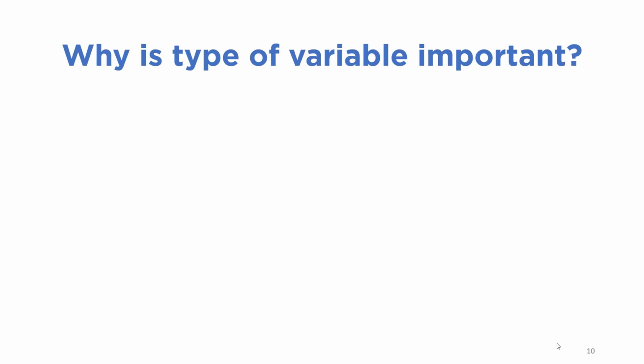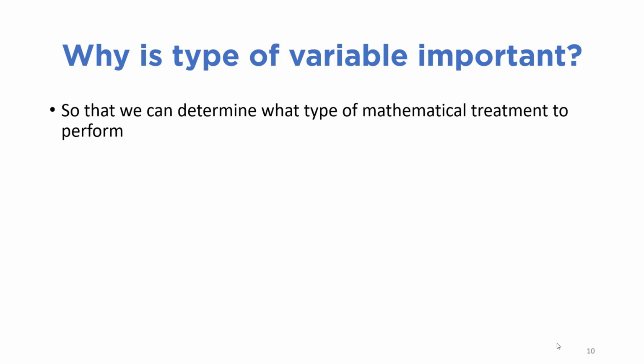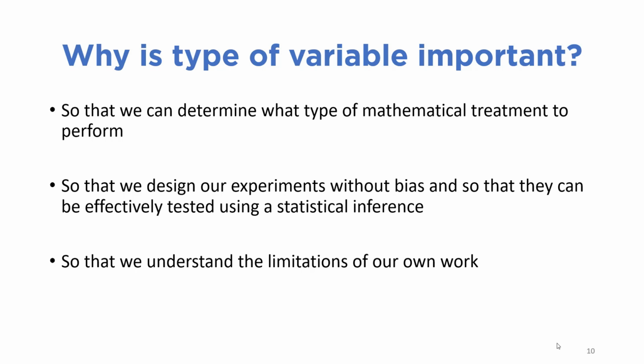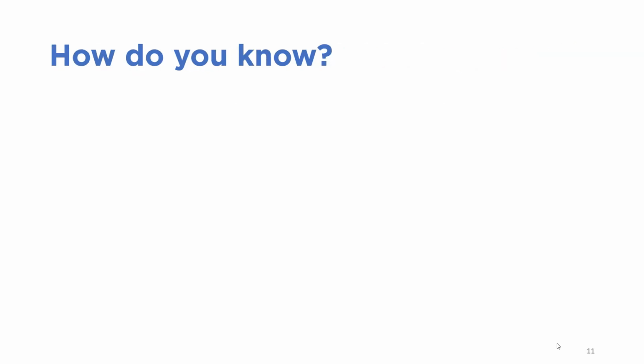Why is type of variable important? That's the question. Why? So that we can determine what type of mathematical treatment to perform on the data. We also have to make sure that we design our experiments without bias so that they can be effectively tested using a statistical inference test. And if we don't understand what kind of variable we are observing and what kind of data we're recording, we could accidentally bias our experimental design. And also so that we can understand the limitations of our own work. So what kinds of conclusions and inferences can we make from our data and which kinds are not possible.